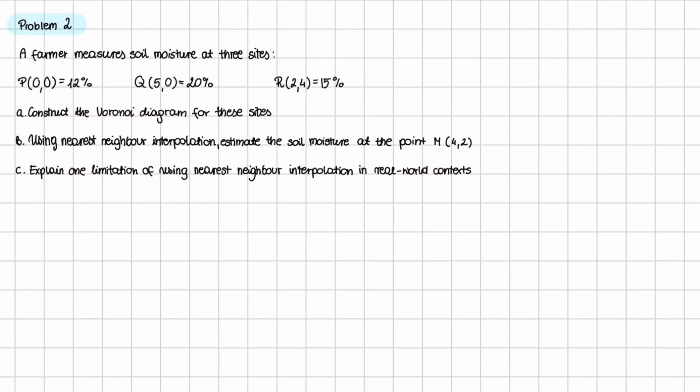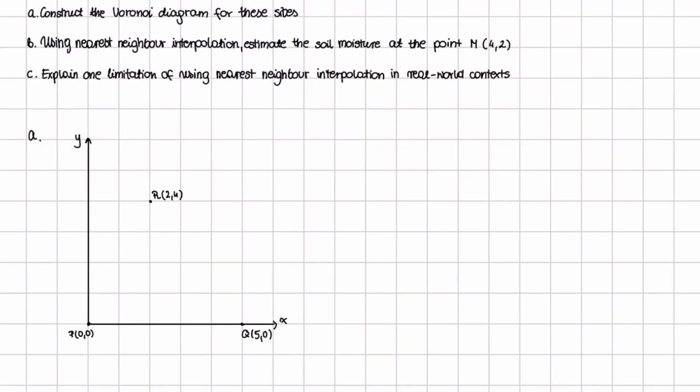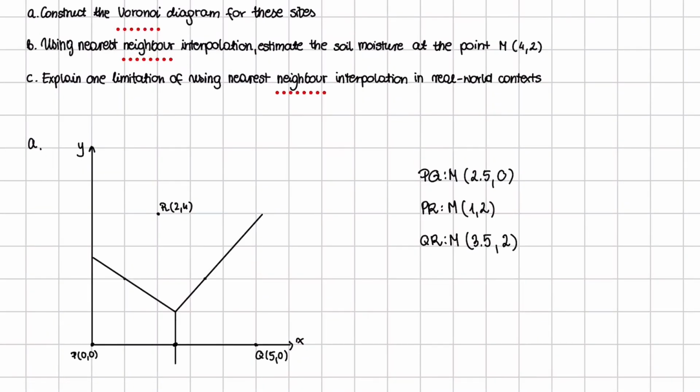Problem 2. A farmer measures soil moisture at 3 sites, P, Q, and R. A. Construct the Voronoi diagram for these sites. As in the previous problem, all we need to do is just plot them on the graph. So these are our points on the graph, and now we have to find midpoints. So our Voronoi diagram more or less looks like this.